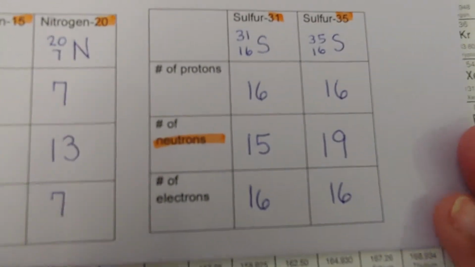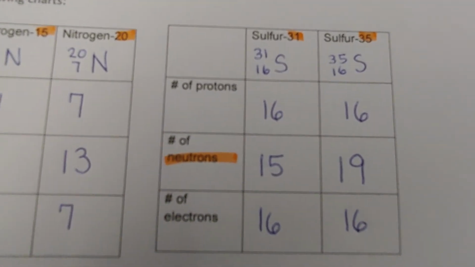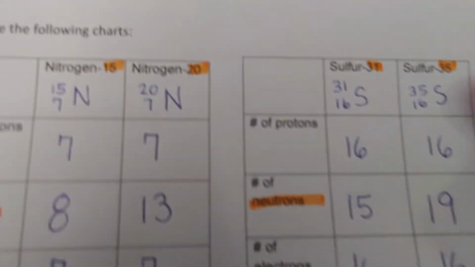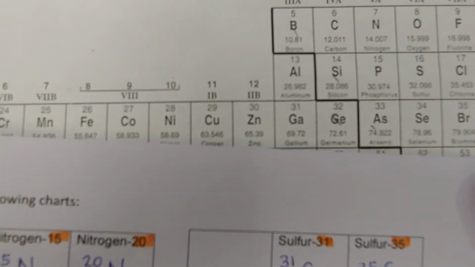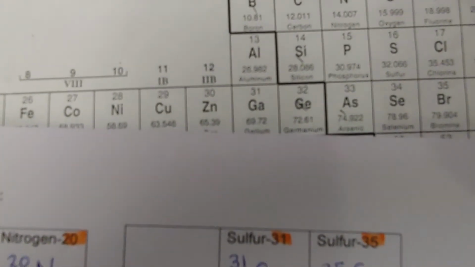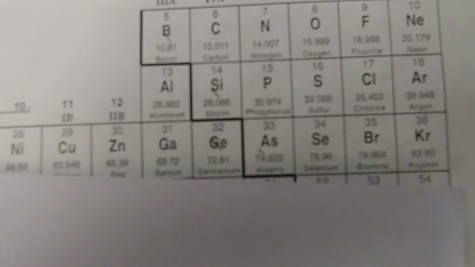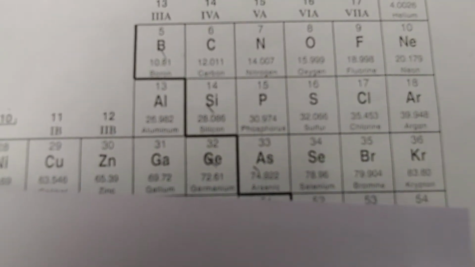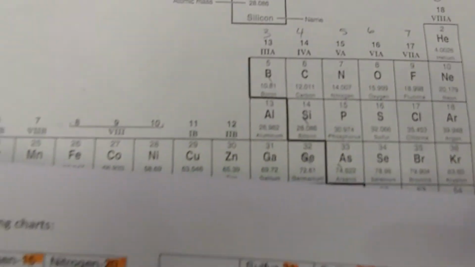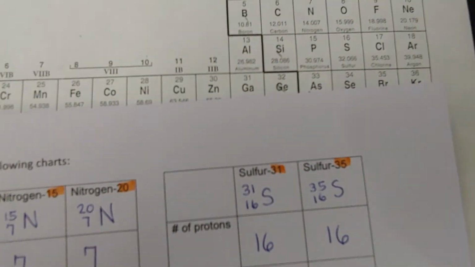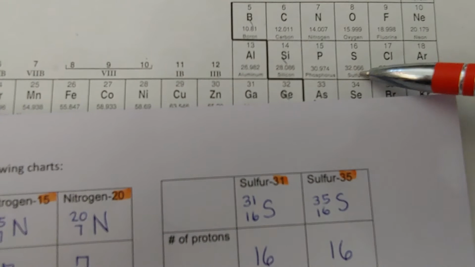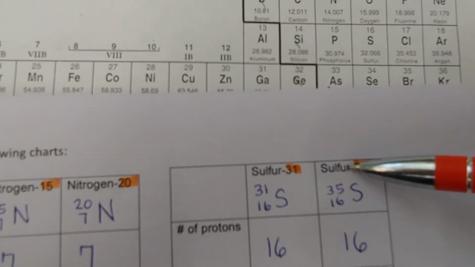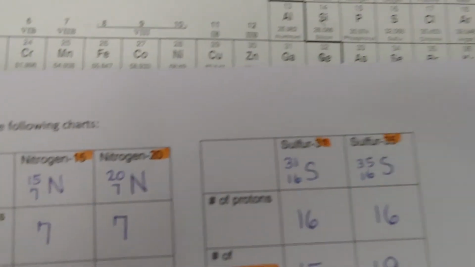Notice in my other example for sulfur, it's the same situation. Here are two isotopes of sulfur. Again, if I look at sulfur on the periodic table, notice that it says the mass is 32. But we're not going to go with that mass. We're going to go with the mass of the isotope. So in this case, we are disregarding the 32.068. We're going with the mass of this isotope as 31 and the mass given to us for the other as 35.